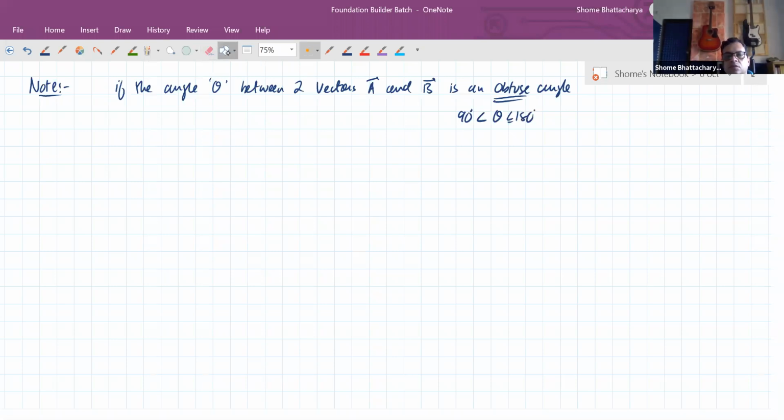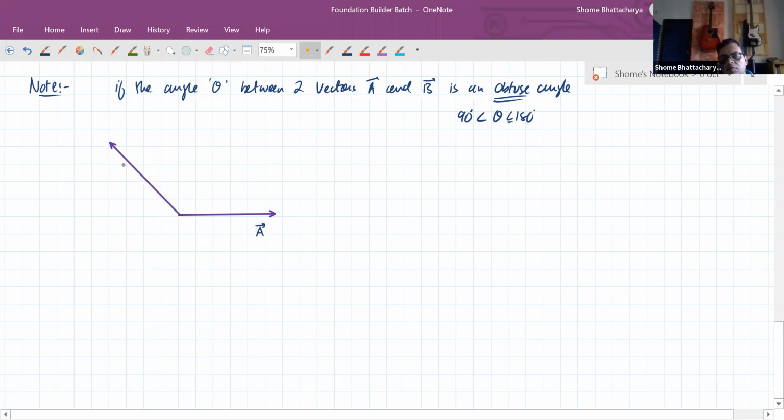So for example, we could have one vector along the x-axis like this and another vector like this. So we could have a situation where this angle between them, you can see that theta is greater than 90 degrees. Or we could have a situation where vector A is in some arbitrary direction like this, vector B is in some arbitrary direction like this. So the angle between them is greater than 90.